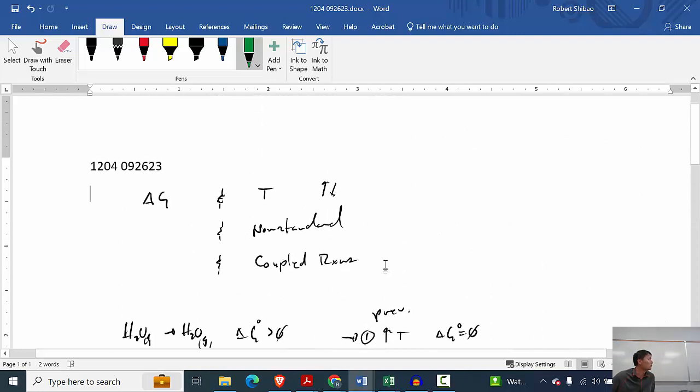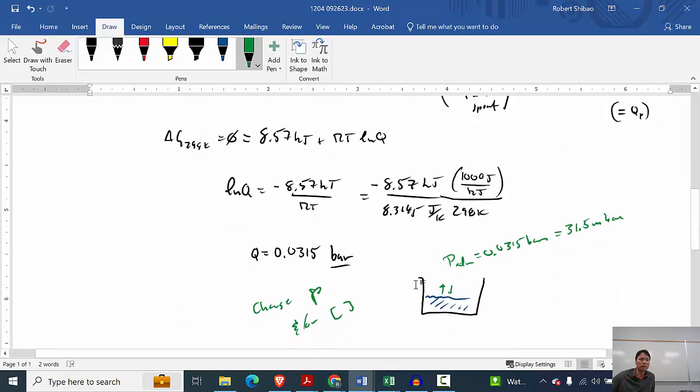All right, so what we're going to do is we're going to try a combination of these two. We're going to try a combination of temperature and non-standard conditions to try to manipulate our delta G.